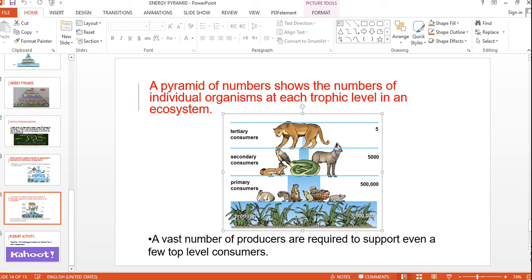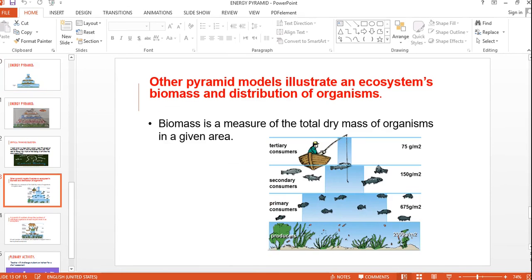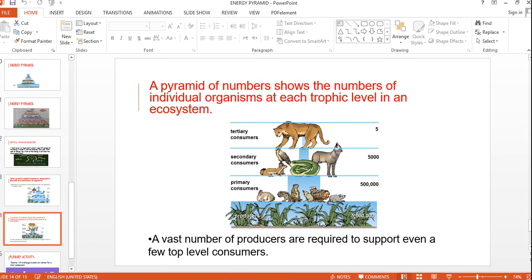So these are the three different types of pyramid models. We started with the energy pyramid, then the biomass pyramid, and the third one, the pyramid of numbers. Summarizing it, the energy pyramid shows us the amount of available energy at each trophic level in an ecosystem. The biomass pyramid shows us the amount of dry mass at each trophic level. And the pyramid of numbers shows us the number of individual living organisms in a specific ecosystem.